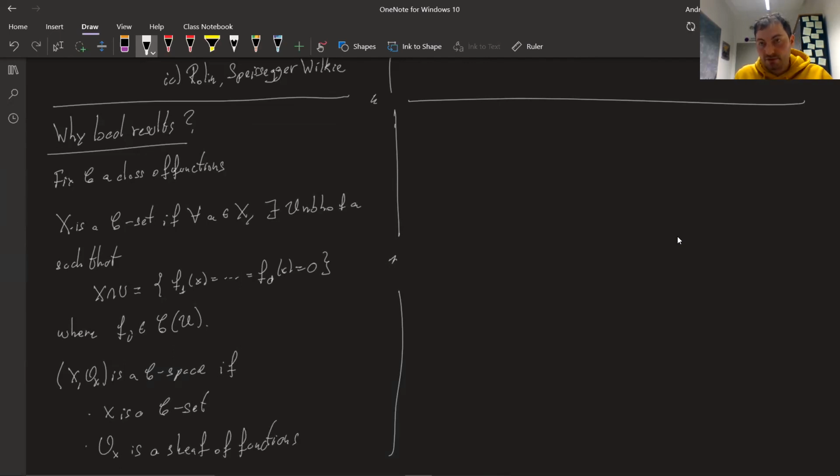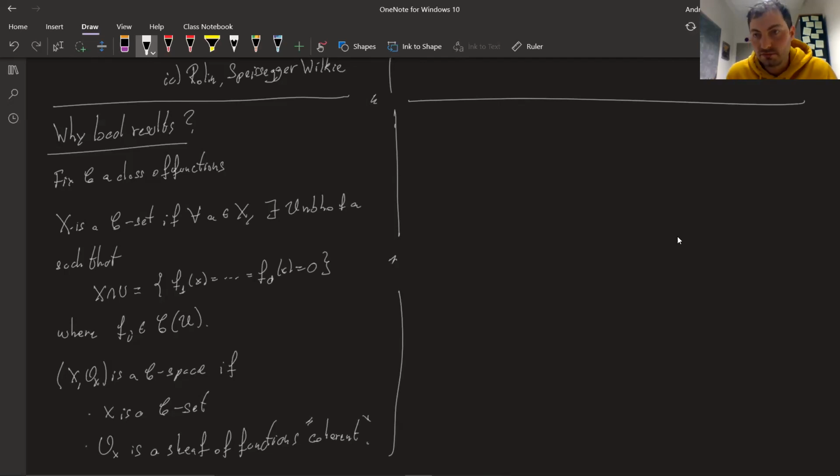But it cannot be any sheaf of functions. It has to satisfy extra properties, because it cannot just be an algebraic object. It has to be linked to the set itself, so it has to have some sort of coherence. And coherent is actually something that is defined in algebraic geometry, so it actually means something.